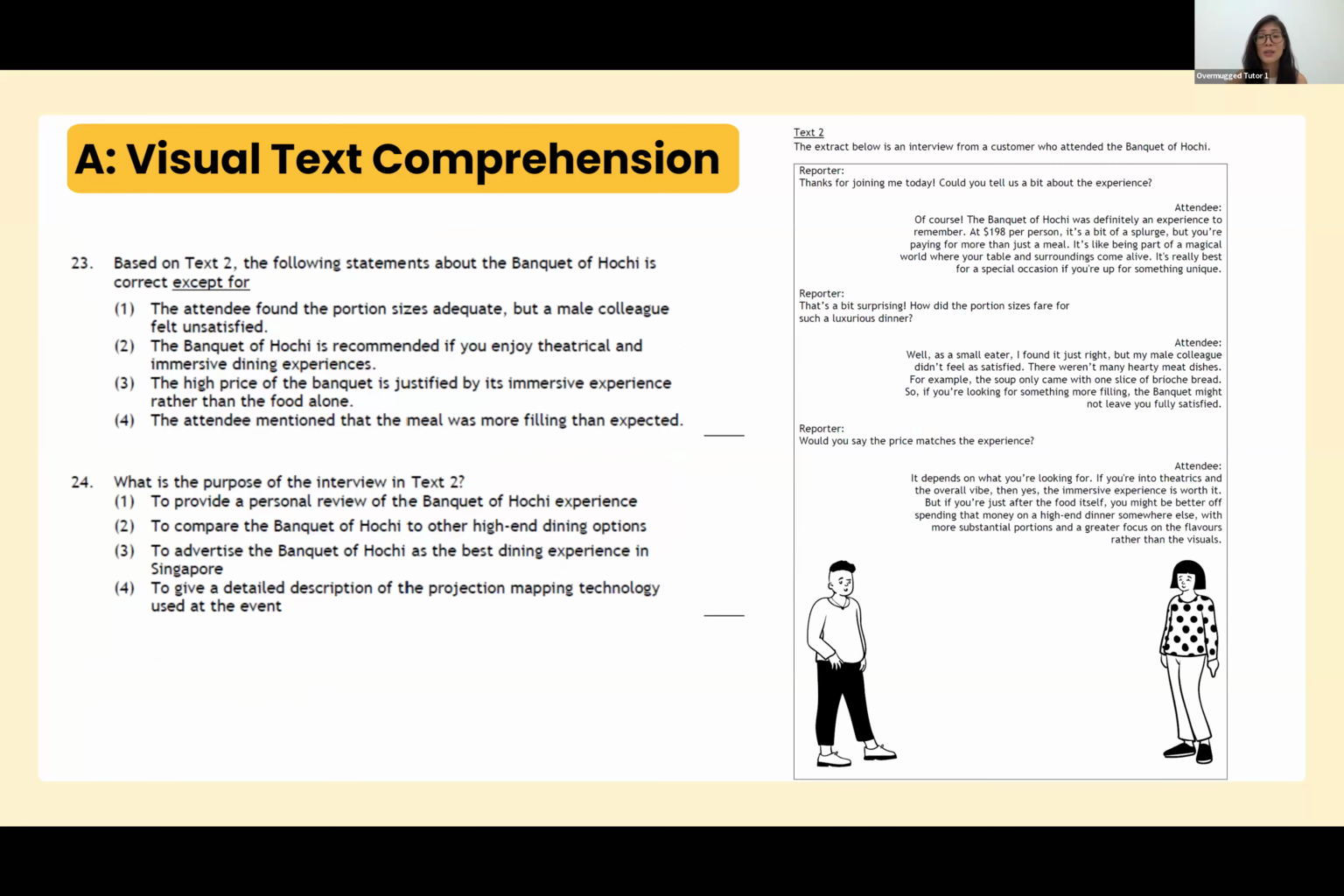Now, text 2 is an interview. Question 23 asks, based on text 2, the following statements about the Banquet of Ho Chi are correct, except for, which means that there are 3 statements here that are correct. Only one is wrong, and you're supposed to pick the one that is wrong. I hope you do not fall for the trick question. In this case, the clue comes from the attendee who says, well, as a small eater, I found it just right, which means that the meal was not more filling than expected, which makes option 4 the wrong answer.